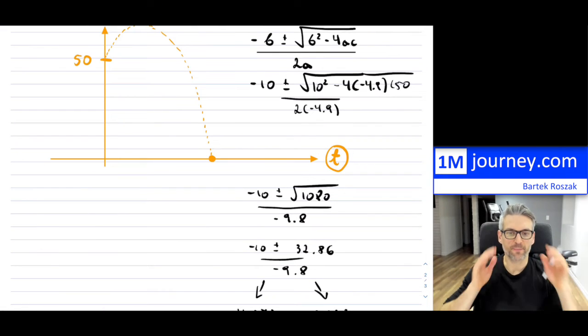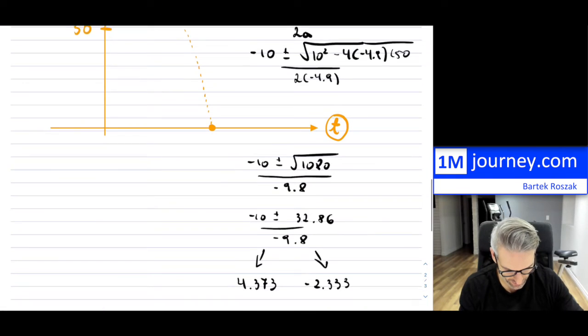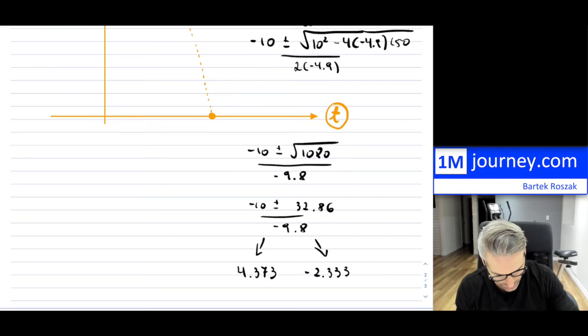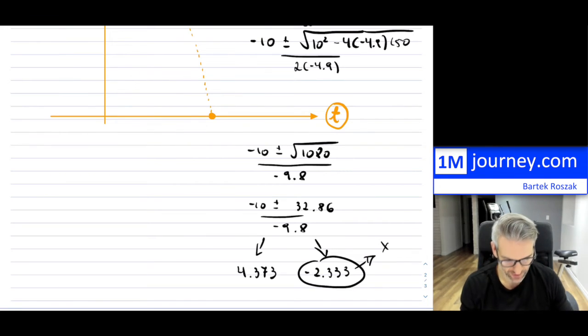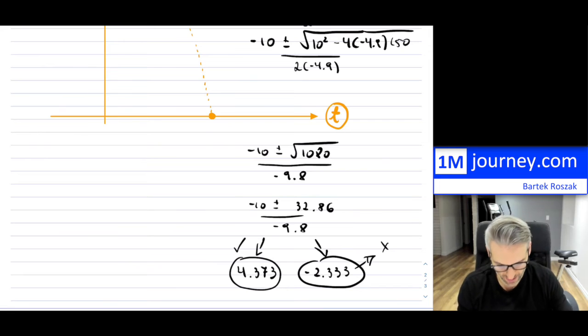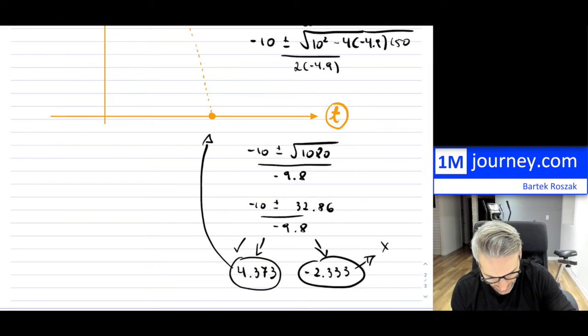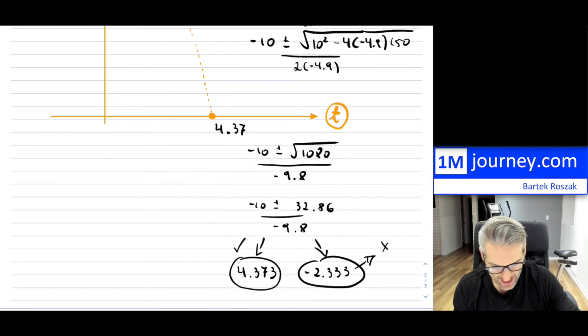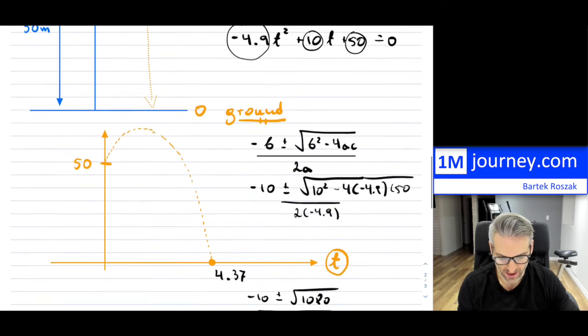All right, so welcome back. So here it is, just a little bit of work here. Obviously time can't be negative, right? So this is nothing that we can use, but this one does make sense for us if we're solving it, so it's positive. So that means this right here is approximately 4.37 seconds that it actually hits the ground.